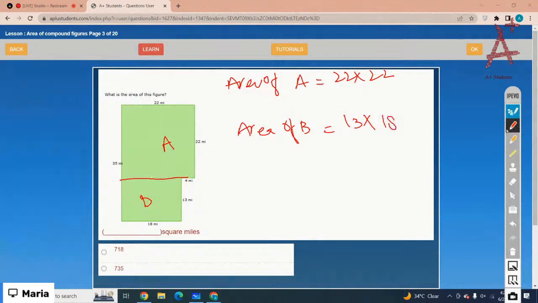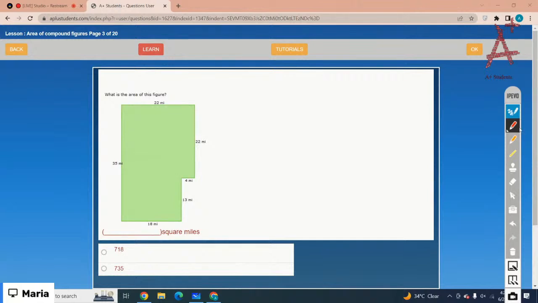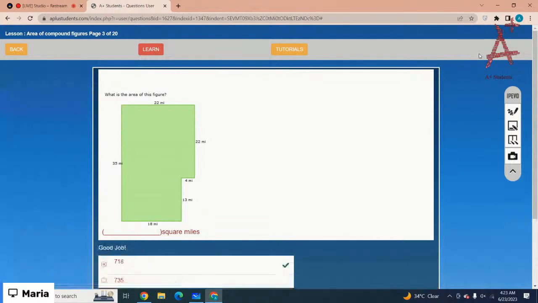So let me just, 22 times 22 is 484 and 18 times 13 is 234. So just add them. Got it? 718. That means the area of the shape is 718. Got it? Okay, let's just move on to the next one.